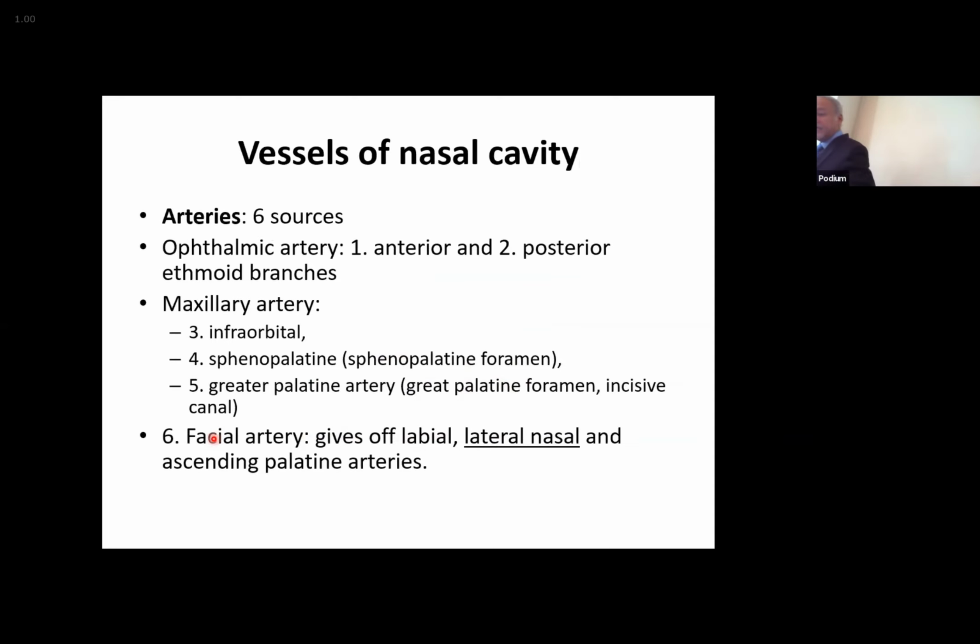Now the blood vessels which are supplying the nasal cavity, there are 6 vessels altogether. From the ophthalmic artery, which is the branch from the internal carotid, we have the anterior and posterior ethmoidal branches. From the maxillary artery, we have the infraorbital, sphenopalatine, and greater palatine. The last branch is coming from the facial artery, which is giving off the labial, and from the labial we have the lateral nasal branch. Okay, and I'll show you in this diagram.